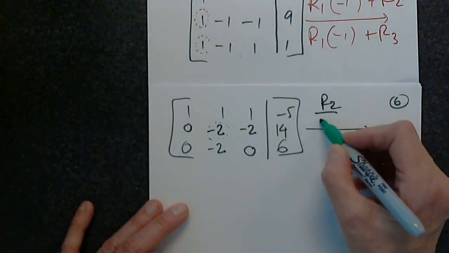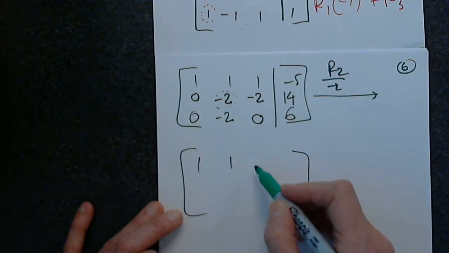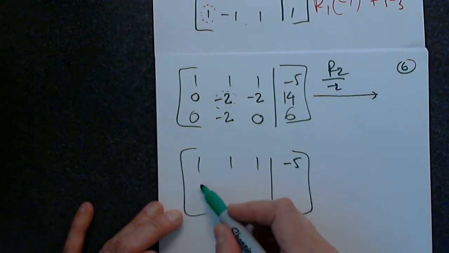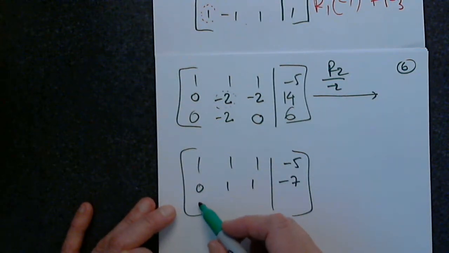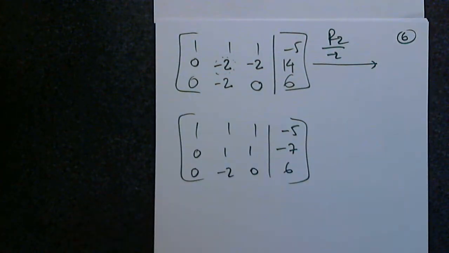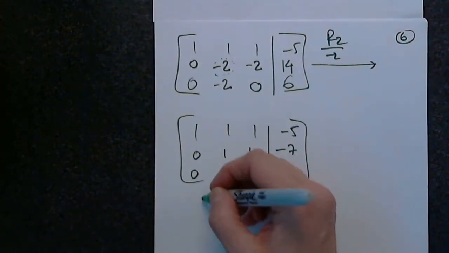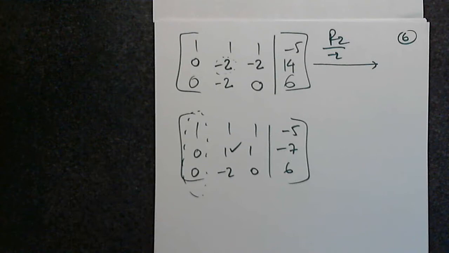Okay, so then R2 divided by negative 2. I copy R1, 0, 1, 1, negative 7, 0, negative 2, 0, 6. So what did I accomplish so far? All this is done, and I have the next step.